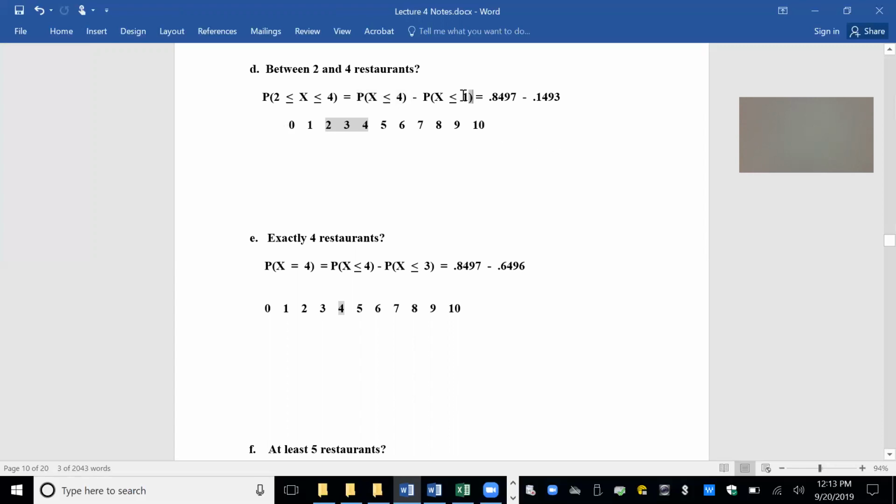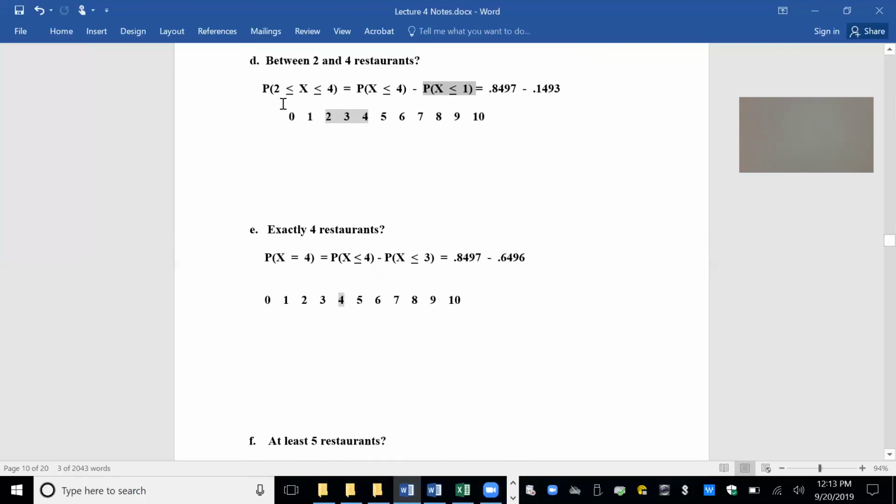What do I want to get rid of? 0 and 1 I want to get rid of. 1 or less gets rid of those. I want to keep 2, 3, and 4. So if I take 0 through 4 and get rid of 0 and 1, what's left in the hat? 2, 3, 4. So anytime I ask you for ranges, you take the high value, look up the probability of being less than or equal to that. You take the low value, drop it by 1, because you don't want to take out this bottom value. You want 1 below it.